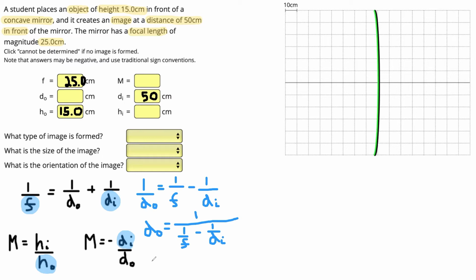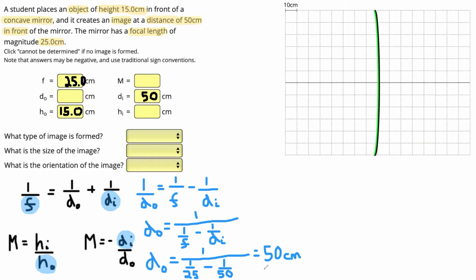Now all I need to do is put my numbers in. So we can do that here. Distance of the object is equal to 1 divided by 1 over the focal length from the question was positive 25. Make sure you include the sign. So I've just put 25 since it's positive. If it was negative, I'd need to include the negative there. Minus 1 over the distance of the image, which from the question was 50. Again, that's positive. So there's that. And I can put that into my calculator. That's going to give me an answer of 50 centimeters.